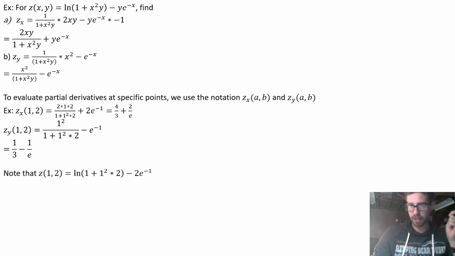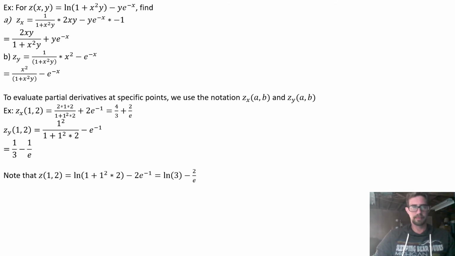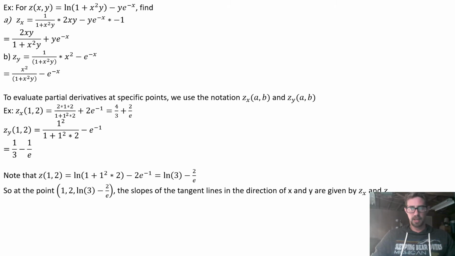So the actual point, like vertically, is just given by z of (1, 2). So when you plug 1, 2 back into the original function, you get that thing, which is what? Natural log of 3 minus 2 over e. That's the actual z value. So if I don't know what the surface looks like, it probably looks weird. But the actual point in space we're focusing on is that. So this is called an ordered triple rather than an ordered pair. Right, so that's what we're talking about when we talk about this stuff.